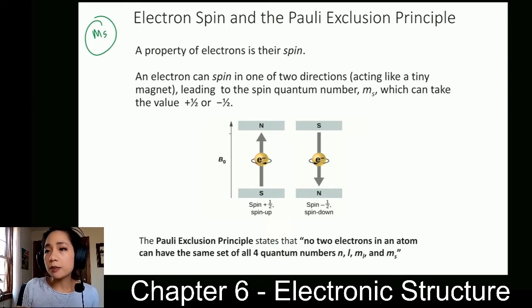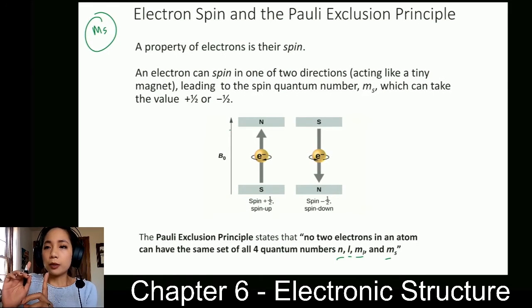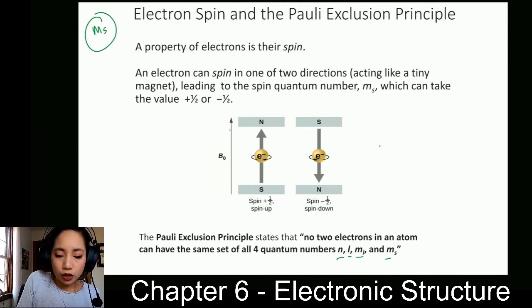The problem comes into having Pauli's exclusion principle, which says that no 2 electrons in an atom can have the same 4 quantum numbers, n, l, ml, and ms that we're talking about now. But we already talked about the first 3. So by introducing the spin quantum number, we can put 2 electrons in one orbital. So I can give an example.